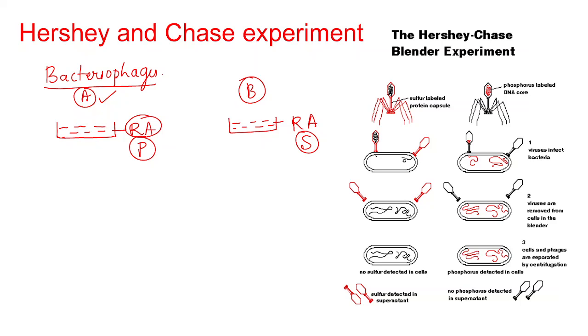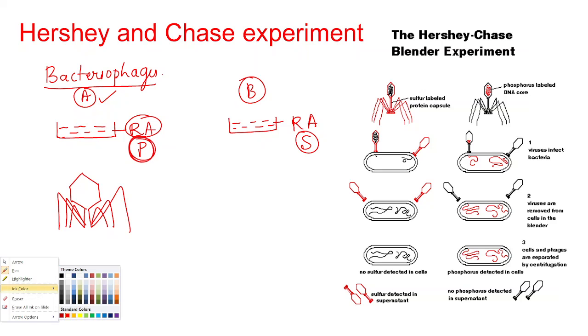Later, what has happened? The bacteriophages which are obtained after several generations from these two media have shown radioactivity. In the first one, the radioactivity was found in their what? DNA. Because the phosphate group is present inside the DNA. Is that clear? That is why the radioactivity was found in the DNA.